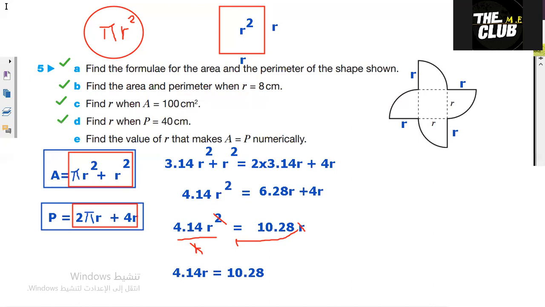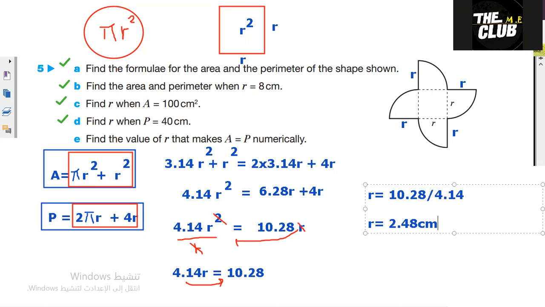So the 4.14 is what we take to the other side by dividing like this. So R equals 10.28 divided by 4.14. So the answer will be 10.28 divided by 4.14, and it's going to be 2.48 centimeters. And this is the value of R that makes the area and the perimeter equal to each other. And this is how you answer a question like this.